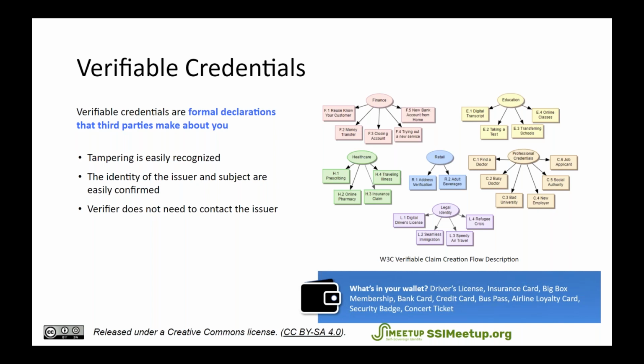Typically, if you want to verify something, you have to go back to the institution. Like if somebody's applying for a job and an applicant claims they went to a particular school, the organization offering the job would need to go back to the school to verify that.